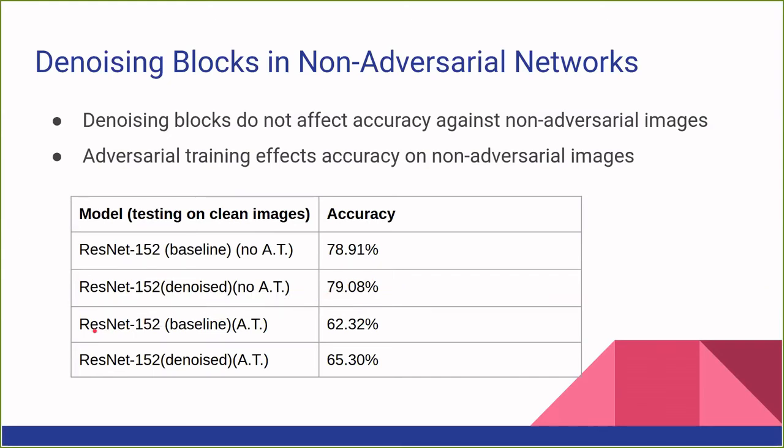But if we adversarially train a baseline ResNet 152 and test on clean images, the accuracy drops from 78 to 62%. And if we again add 4 denoising blocks with adversarial training, the accuracy increases slightly.